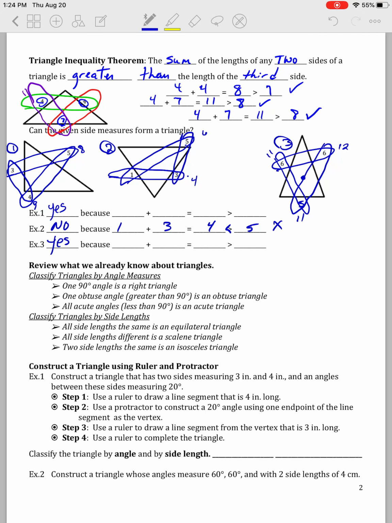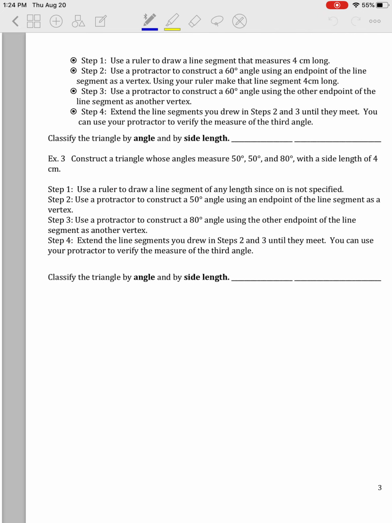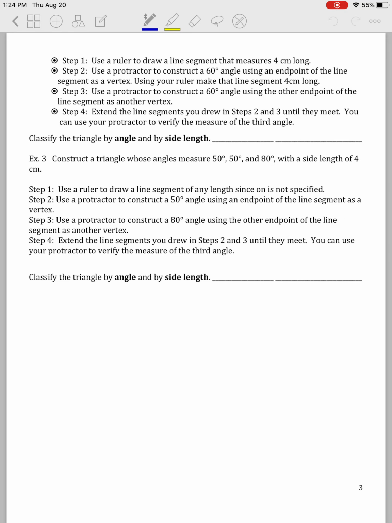With the constructing triangle videos, we're going to skip over and we'll try to do number 3. What we can do is use a ruler to draw a line segment of any length, since it's not specific, and then use a protractor to construct a 50-degree angle at any point on the line. Then use a protractor to construct an 80-degree angle using another endpoint of the line. Extend the line segments you drew in 2 and 3 until they meet. You can use a protractor to verify.